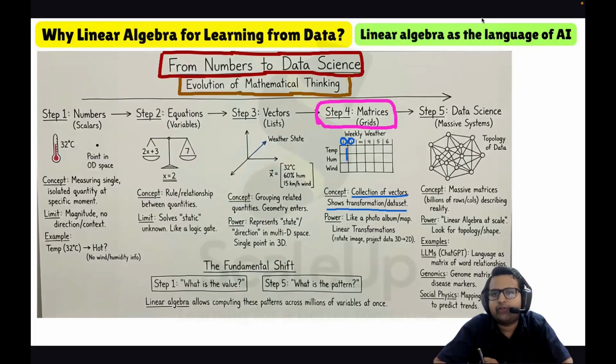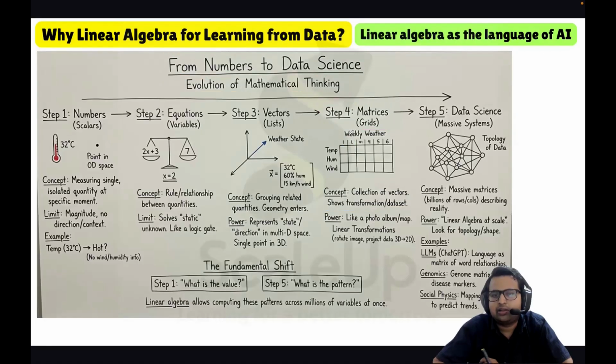Or let us suppose we talk about the weekly weather. What was the weather on Monday, Tuesday, Wednesday? A matrix can represent the entire information, the entire data set. And with a matrix, we can see the relationship also, like how the temperature is changing with days. So a matrix is basically a collection of vectors.